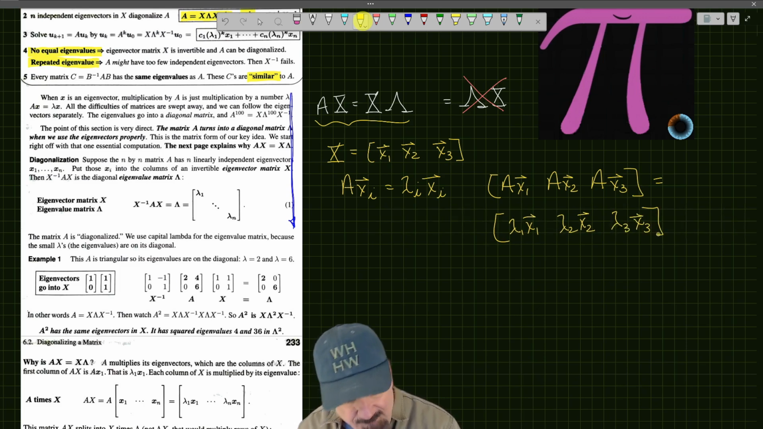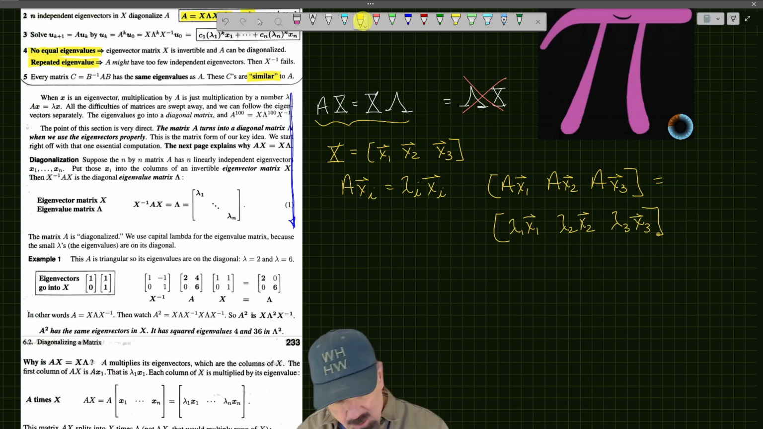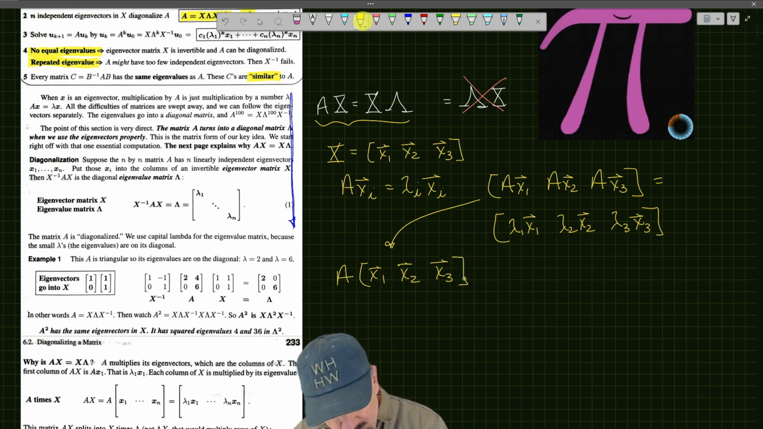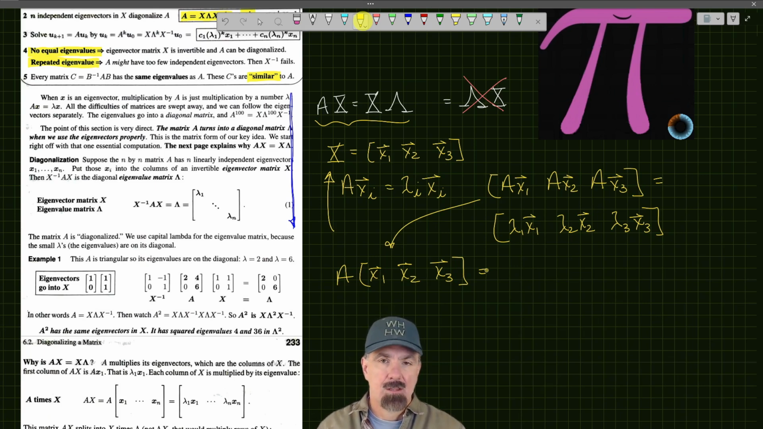And he factors out left multiplication by A, which is perfectly reasonable. So this is going to become A multiplied times the matrix that contains the eigenvectors, which, as we just said, is what he's using the capital X for. That's going to be equal to, well, we'd like to do the same thing here, but we don't have the same eigenvalue, so we can't just factor out an eigenvalue. We have to think about how this is going to work.